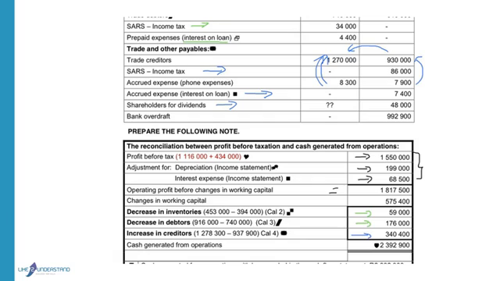Then I will add the profit before tax and the depreciation and interest together to give me the operating profit before changes in working capital. And I will take the changes in inventory, debtors and creditors together to give me the total of 575. And then I will add these two together to give me the cash generated from operations.